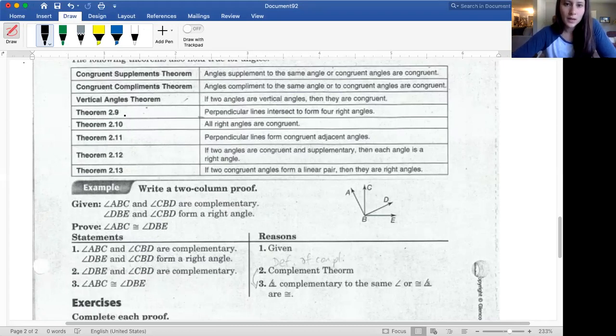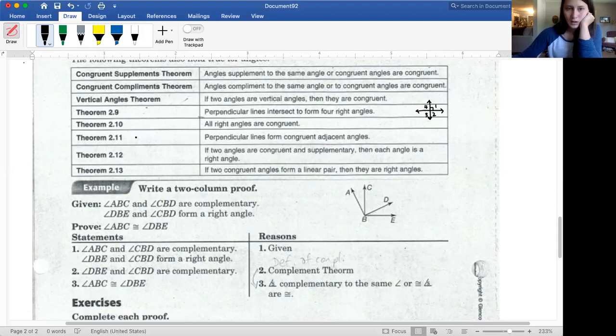Theorem 2.9 basically just says perpendicular lines intersect to form 4 right angles. So when you have two lines that intersect and they're perpendicular, then there are 4 right angles. Angle 1, angle 2, angle 3, angle 4, all of them are right angles. Theorem 2.10 says all right angles are congruent. Because they're all 90 degrees, they all have to be congruent.